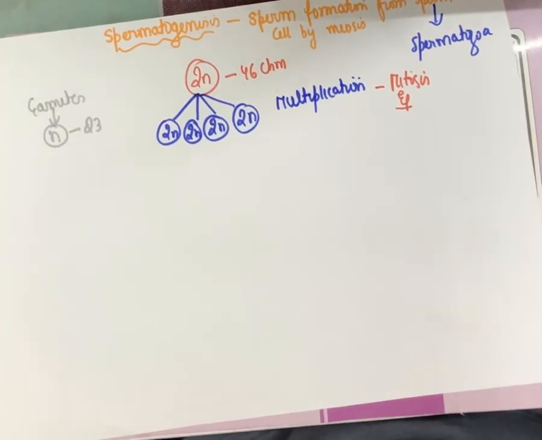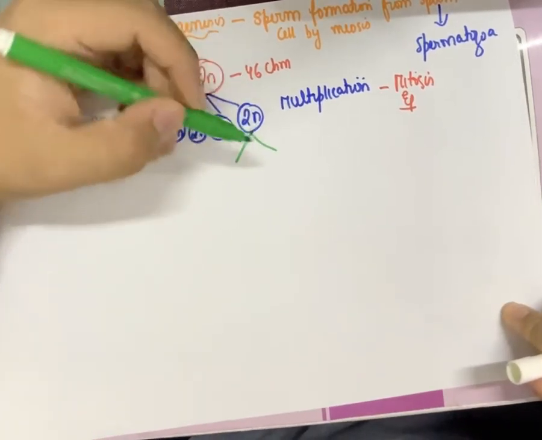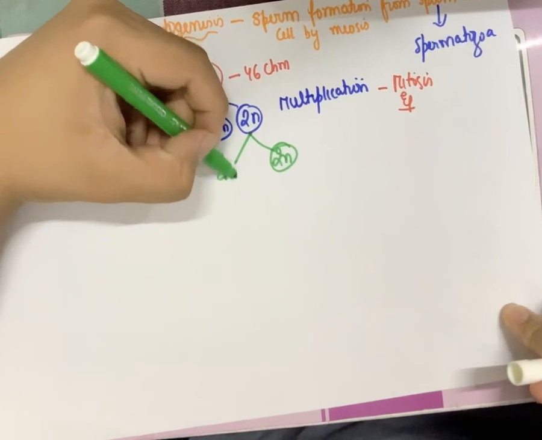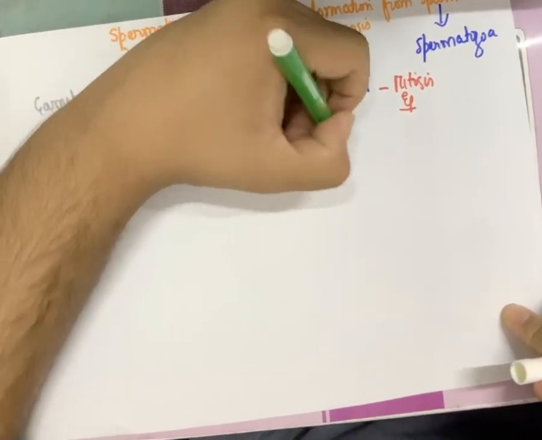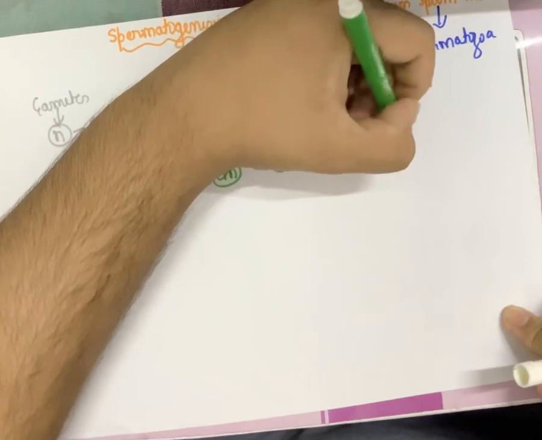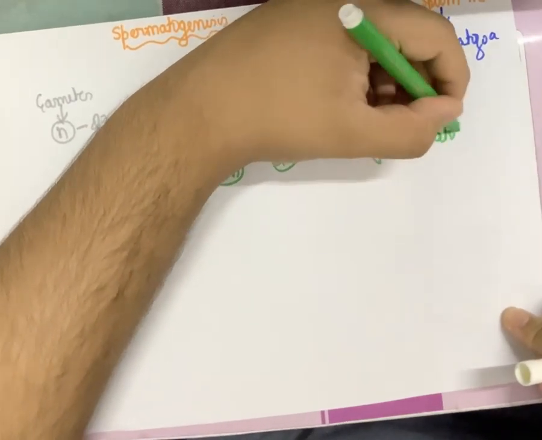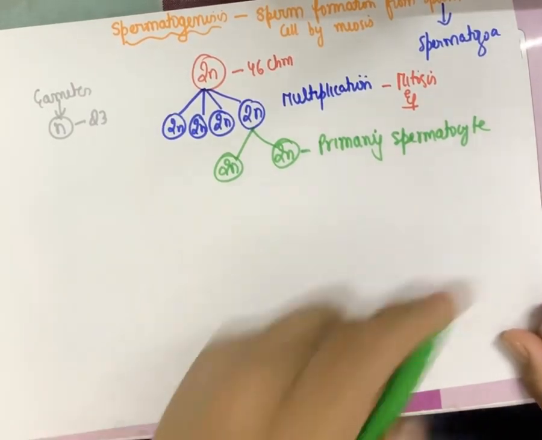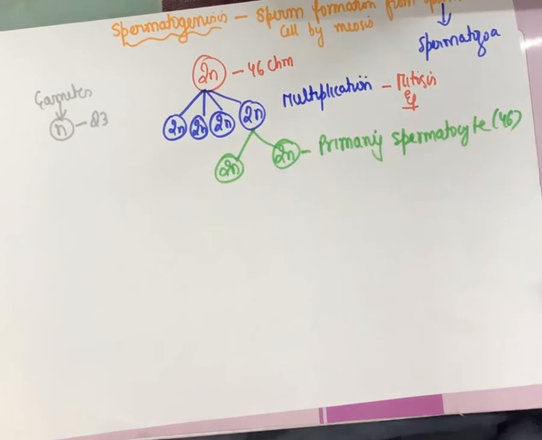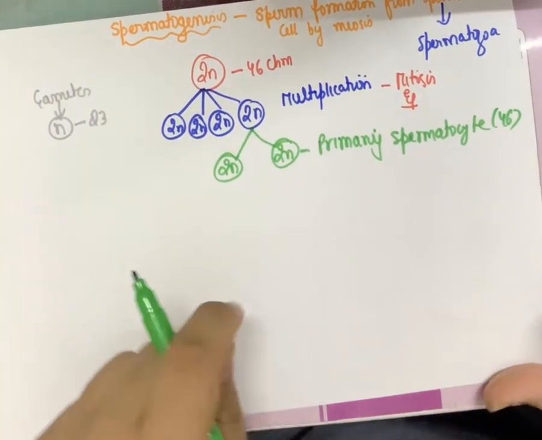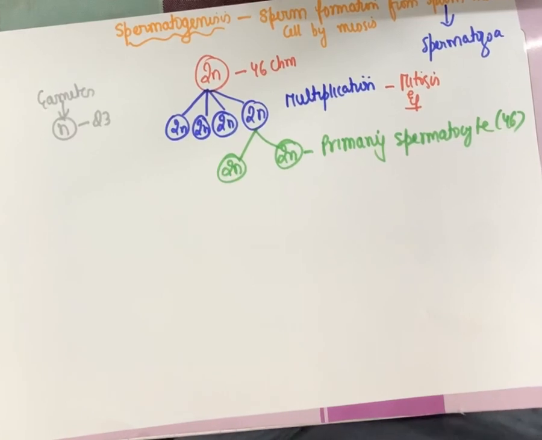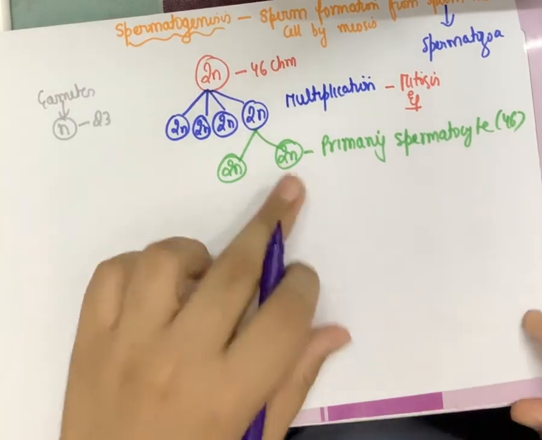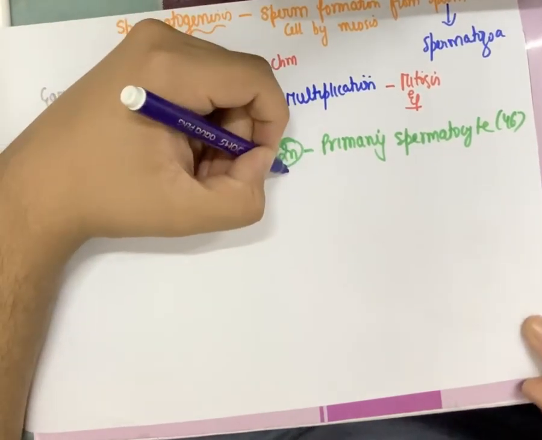Now the division will start, and now this mother cell at a particular point, even after more divisions, will again form more mother cells, and at a particular stage this mother cell will be known as the primary spermatocyte. After many times of multiplication, the mother cell will form the primary spermatocyte with a diploid ploidy. Okay, so this will also have 46 chromosomes because it's the mother cell only. Now it is this primary spermatocyte which will undergo meiosis to form the sperm or the spermatozoa. So this primary spermatocyte undergoes meiosis.